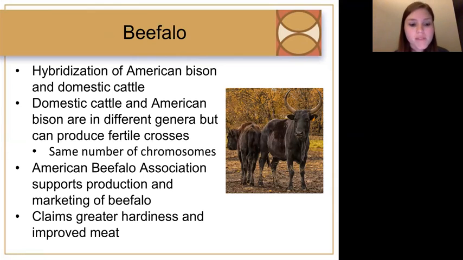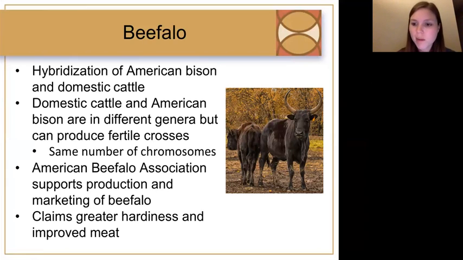So the American Beefalo Association supports production and marketing of beefalo. So there actually is an association, so this is actually a real thing. Beefalo kind of sounds like a made-up term. So they make claims that those animals have greater hardiness. So that would kind of come from the buffalo, and then improved meat, which would also come from the buffalo.